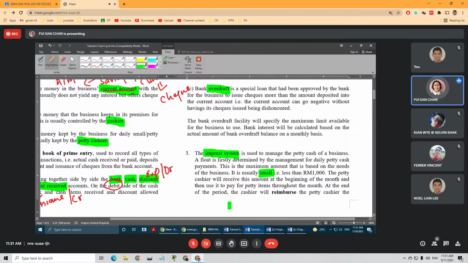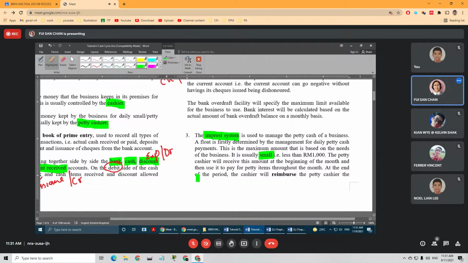Yeah, the petty cash, the amount is normally small, so it should be less than 1,000 ringgit per month. The petty cashier will receive this amount at the beginning of the month and then use it to pay for petty items throughout the month. At the end of the period, the cashier will reimburse the petty cashier.